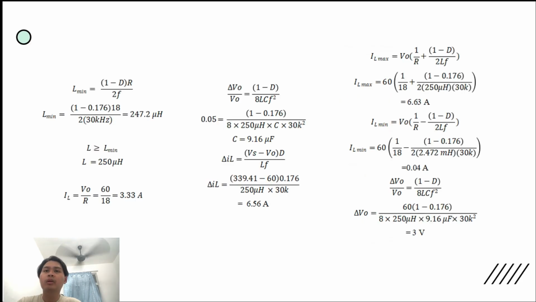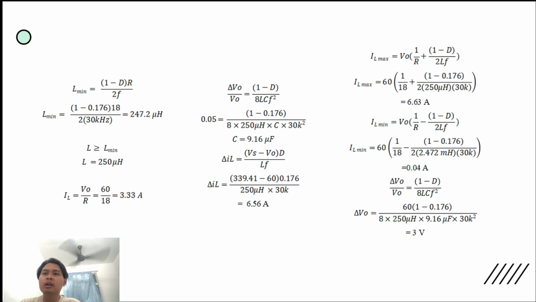Next, we need to find the inductor minimum value, which is 247.2 microhenry. The value of the inductor must be larger than the minimum inductor value, and we assume it is 250 microhenry. Next, we need to find the inductor current, which is 3.33 ampere.